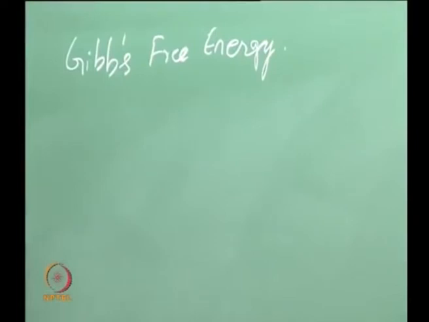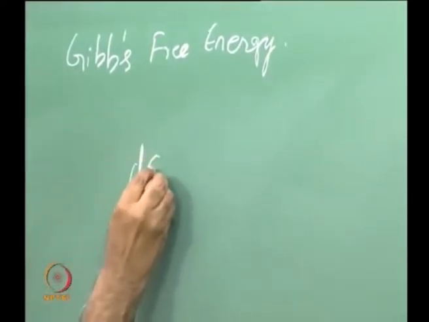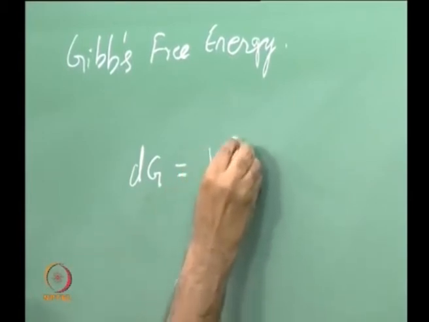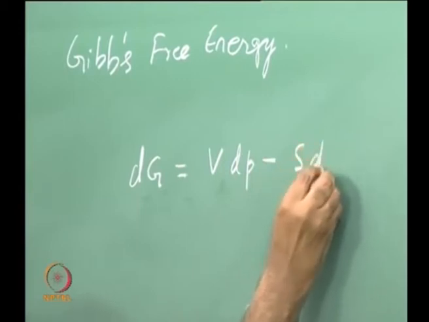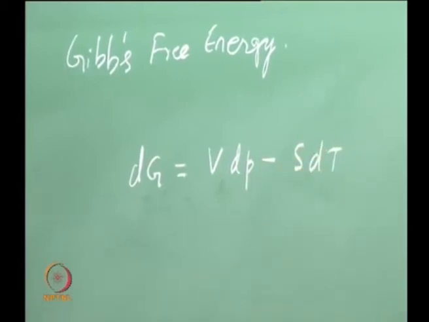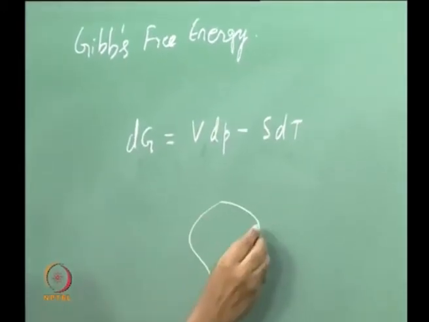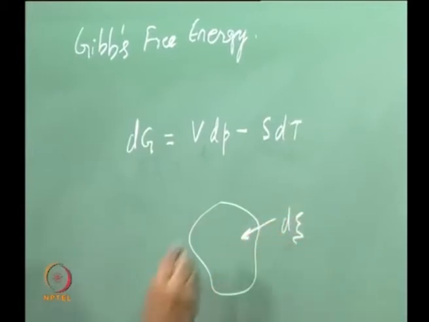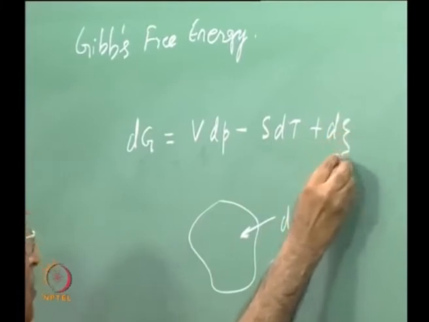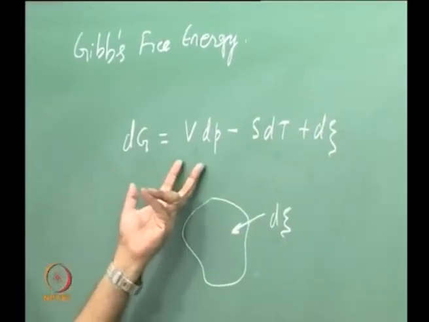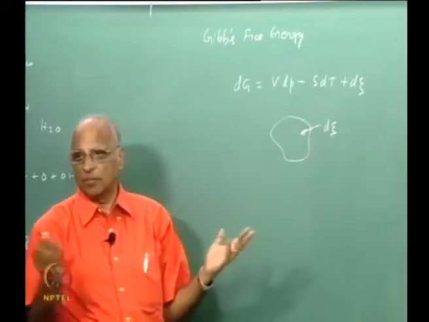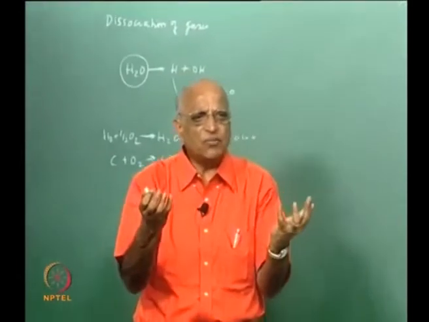And what did we find out? We found that dG, that is the change in Gibbs free energy, was equal to VdP minus SdT, and we also asked ourselves some question. Supposing I have a system in which not only does PdV work, but I do some work on the system and this work was d zeta, then I got the equation as the change in Gibbs free energy is equal to VdP minus SdT plus the incremental or the non-PdV type of work. And it is this non-PdV type of work that we are looking at.